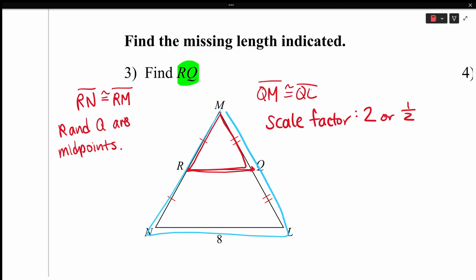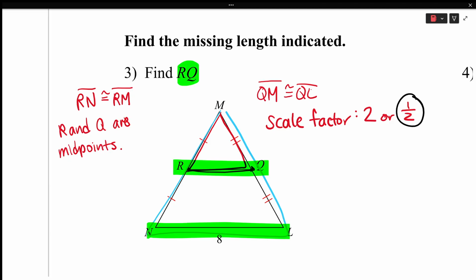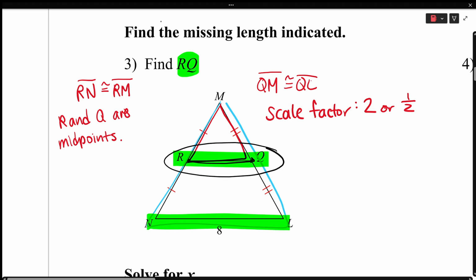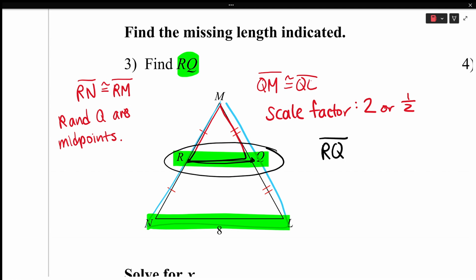So let me write my equation, right? RQ is corresponding to NL. Since we're going from the bigger triangle NL to the smaller triangle RQ, my scale factor is 1/2. Or another way to look at it is RQ times 2. If you multiply 2 to RQ, then you're going to get NL. NL is double the size of RQ. I know NL is 8. That's given to us right here.